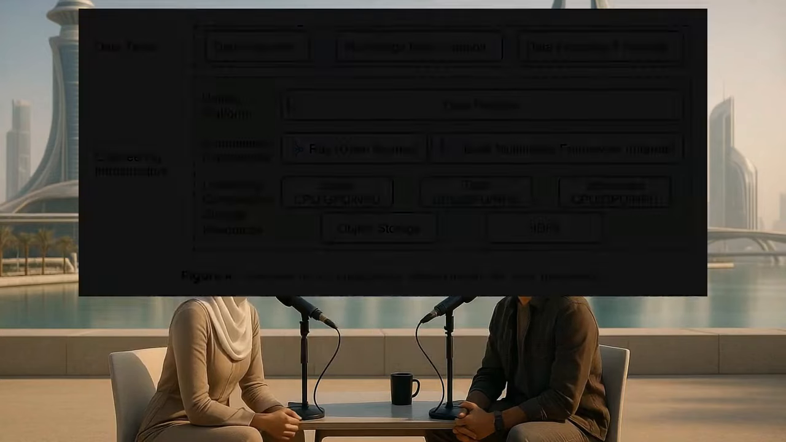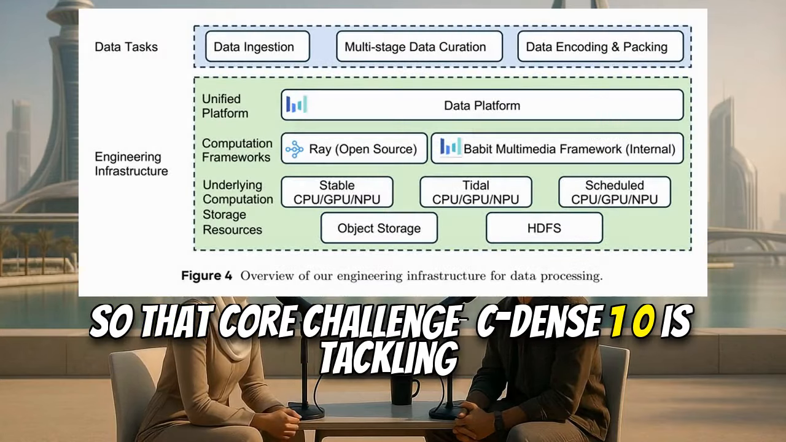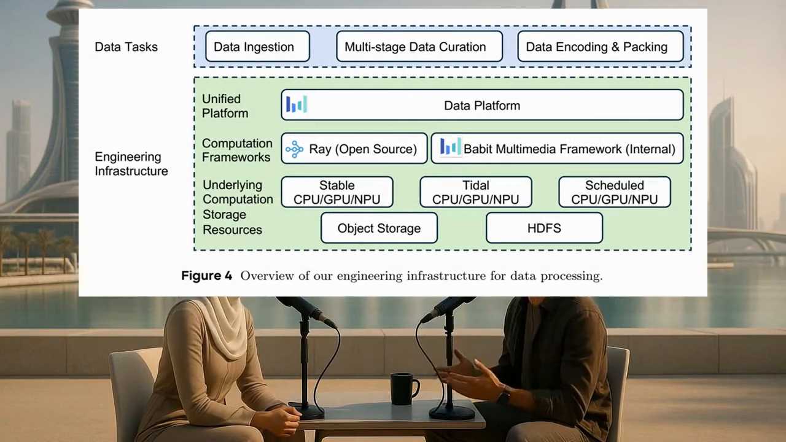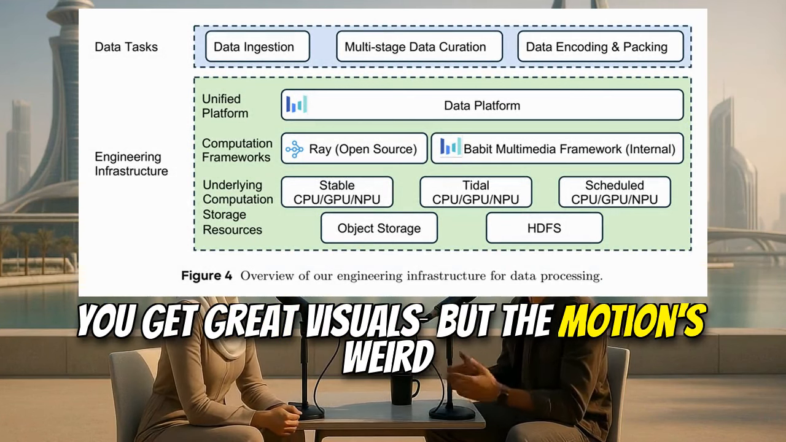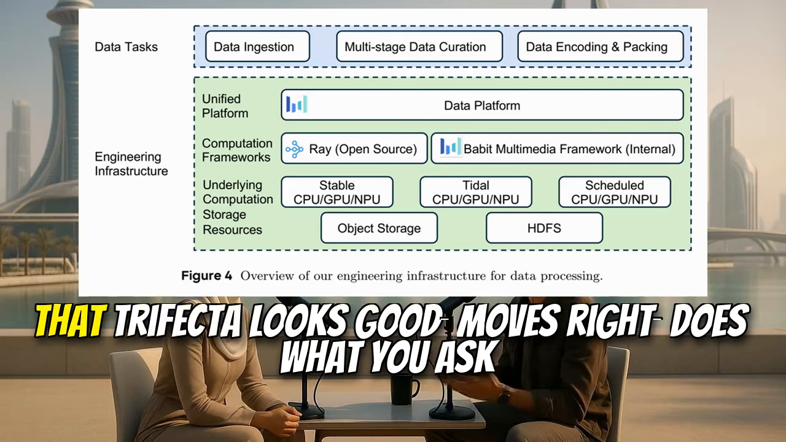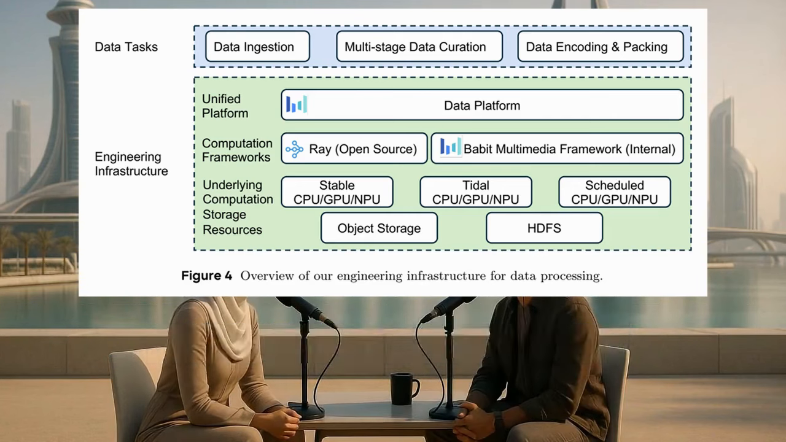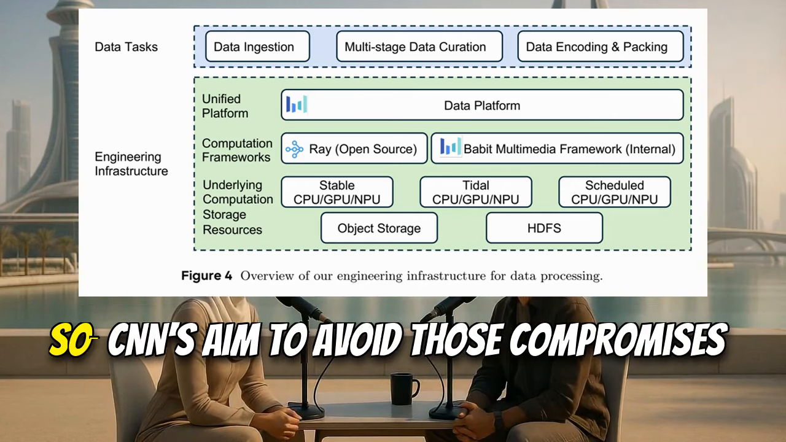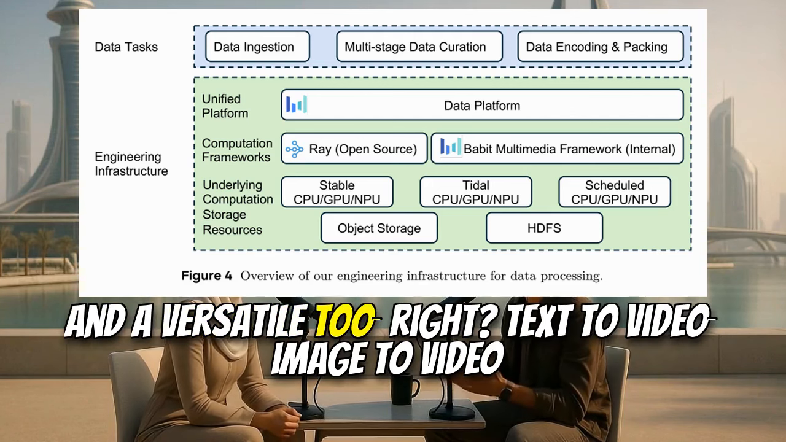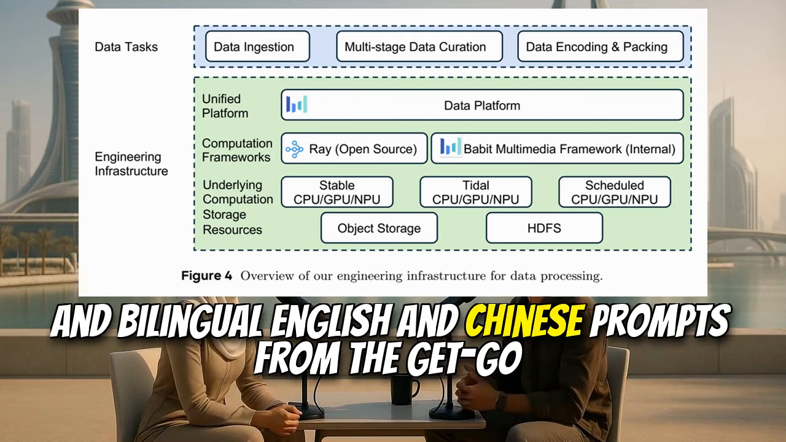Sounds good. So that core challenge Seedance 1.0 is tackling. Anyone who's played with these models knows it. Oh yeah. You get great visuals, but the motion's weird. Or the motion's okay, but it didn't really follow your prompt. Exactly. That trifecta: looks good, moves right, does what you ask. It's hard to nail consistently. You usually compromise somewhere. So Seedance aimed to avoid those compromises. Yeah. Build a model that could handle all those dimensions. And versatile too, right? Text to video, image to video. And bilingual English and Chinese prompts from the get-go.